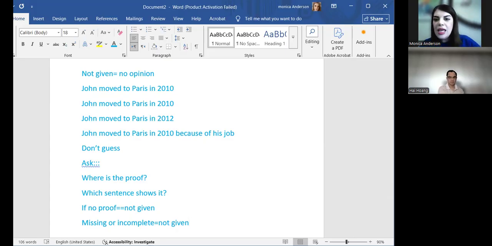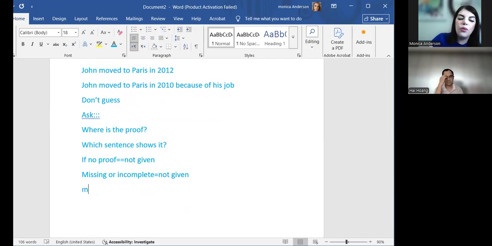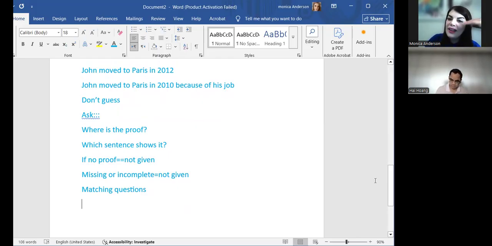Okay, and now the next one. Let's keep going with the next type of question. We have matching heading or matching questions. The first one is number four. And this part consists of different types. The first one we have is matching heading.